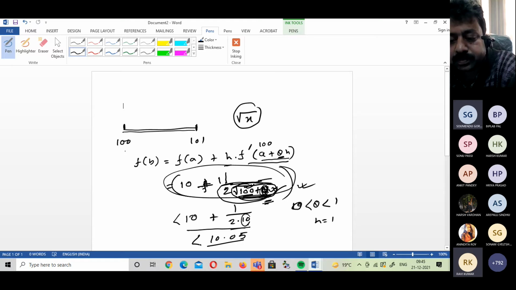Theta you have to assume to be between 0 and 1.